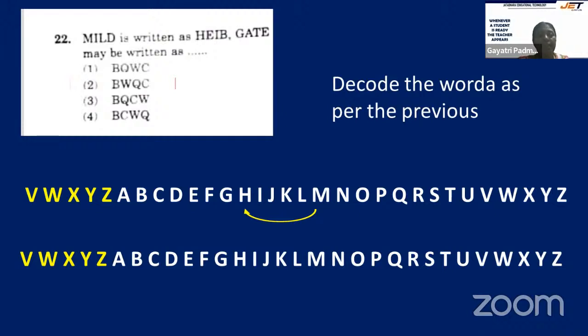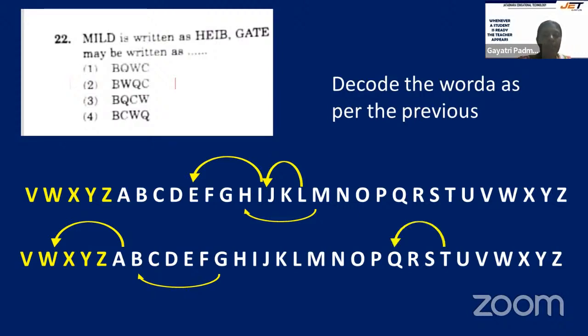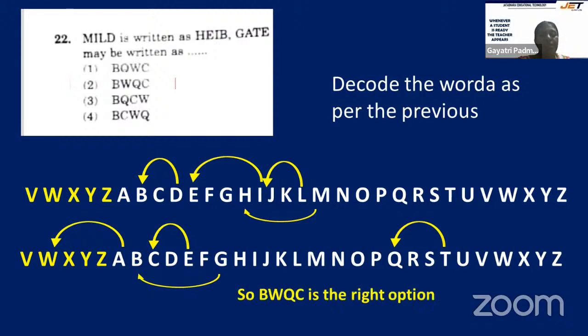H is written as M. So B is written as G. I is written as E. A is written as W. Right. Next, L is written as J. T is written as Q. D is written as B. E is written as C. So therefore, B, W, Q, C is the right option for GATE. All right.